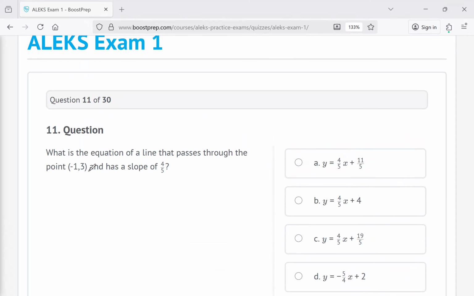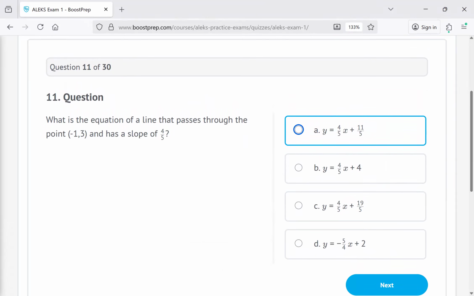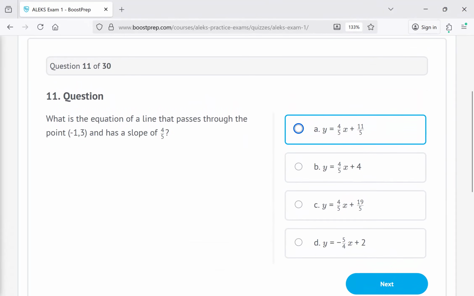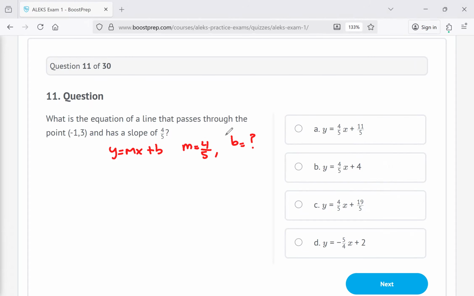Question 11 says, what is the equation of a line that passes through the point -1, 3 and has a slope of 4/5? If you look at all our choices, A, B, C, D, they're all linear lines, so we can't just exclude them. A linear line could be in the form y = mx + b. There are other forms, but all our choices are in the form y = mx + b. They tell us the slope is 4/5, so my m is 4/5. But they do not give us our b, our y-intercept.